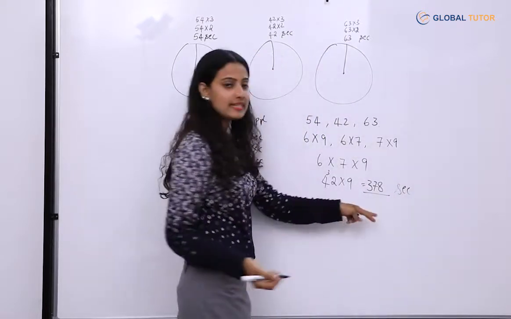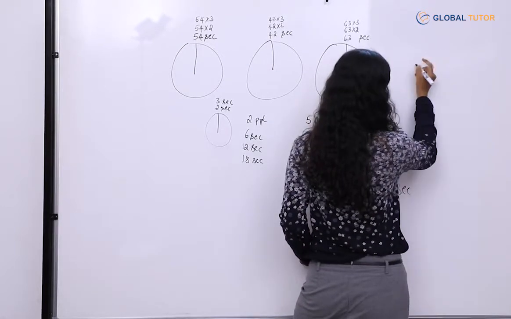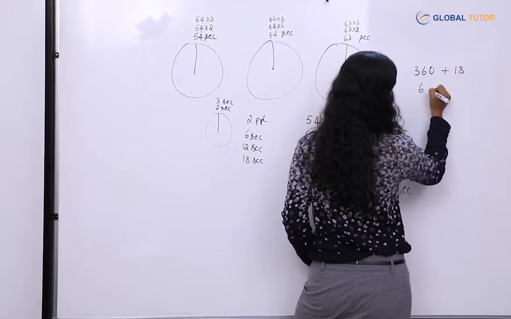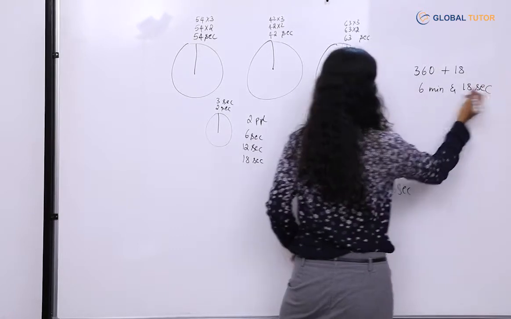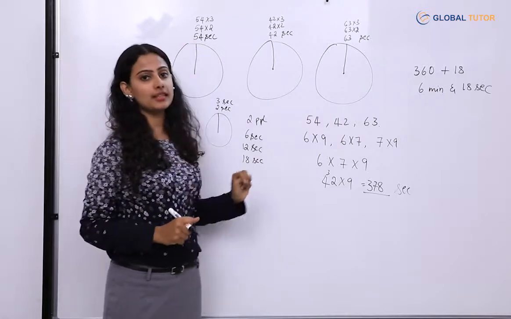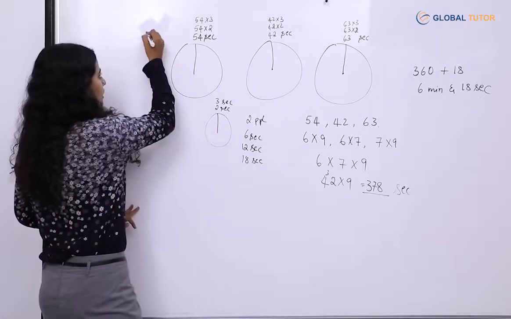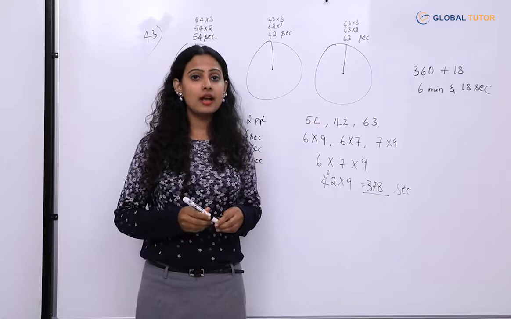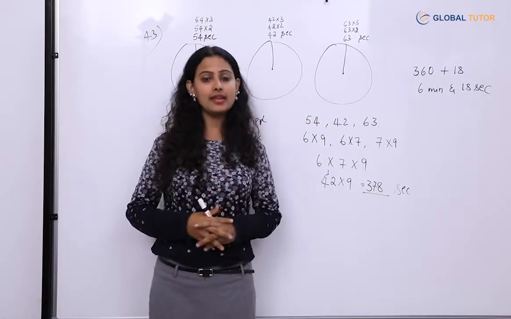So how can you write 378 seconds as 360 plus 18 seconds. So this is 6 minutes and 18 seconds. At 6 minutes and 18 seconds, all three of them will meet at the starting point. I hope you all understood this question. It's quite interesting. So in today's episode, we have solved 3 questions based on LCM and keep practicing. In the coming episodes, we will solve more questions based on LCM.